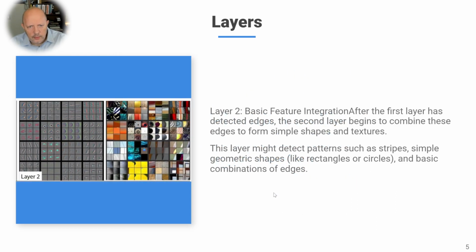Let's see if I can go to the next one. Oh, there we go. Look, it worked. Layer two, we add on. I guess I should add a space right there. After we detect edges, we combine these things, maybe circles or stripes, simple geometric shapes.